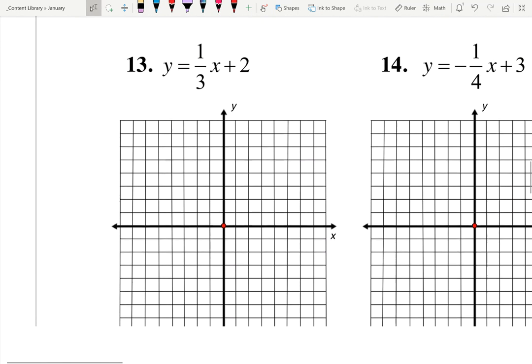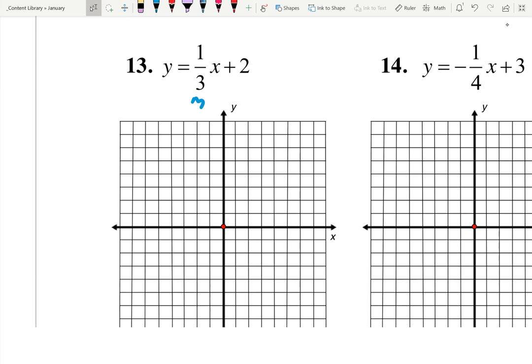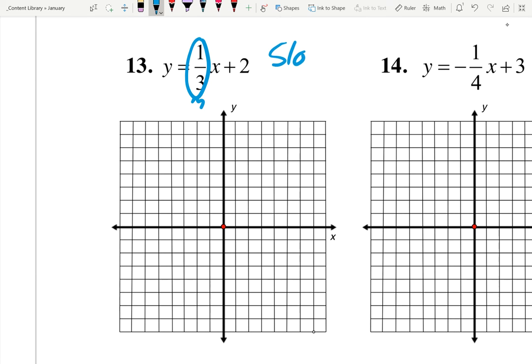All right, so let's try number 13. So number 13, we have our m. Our slope is 1/3, which is nice. It's already a fraction for us, so that's good. That's going to be a rise of 1 and a run of 3, so that's helpful. And then our y-intercept is 2. So on the y-axis, we're going to start at 2.